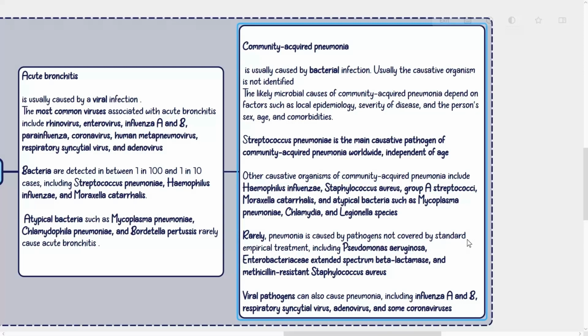Other causative organisms of community-acquired pneumonia include Haemophilus influenzae, Staphylococcus aureus, group of Streptococci, Moraxella catarrhalis, and atypical bacteria such as Mycoplasma pneumoniae, Chlamydia, and Legionella species. Rarely, pneumonia is caused by pathogens not covered by standard empirical treatment, including Pseudomonas aeruginosa, Enterobacteriaceae, extended spectrum beta-lactamase, and methicillin-resistant Staphylococcus aureus. Viral pathogens can also cause pneumonia, including influenza A and B, respiratory syncytial virus, adenovirus, and some coronaviruses.